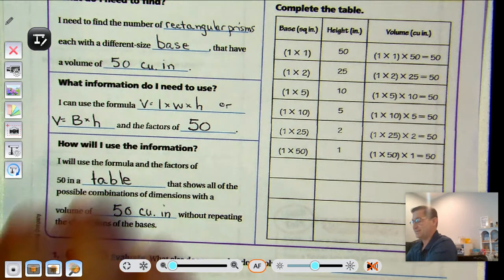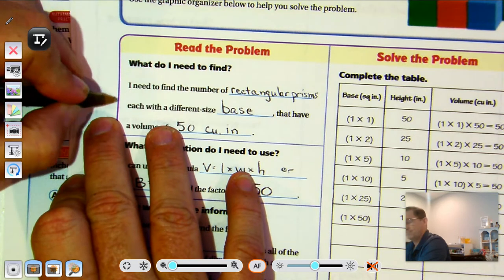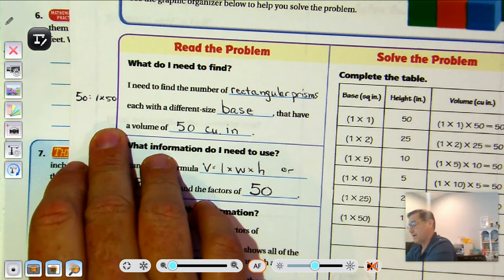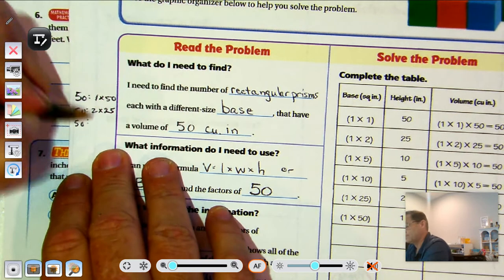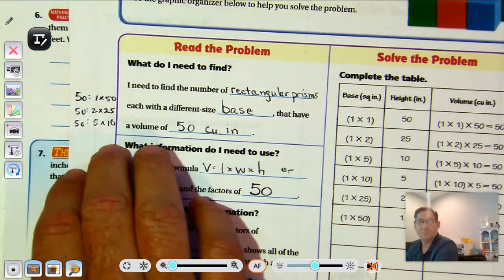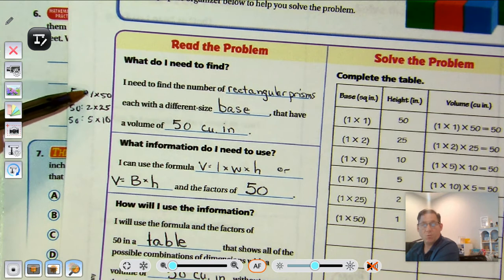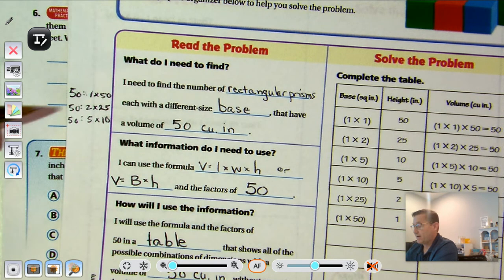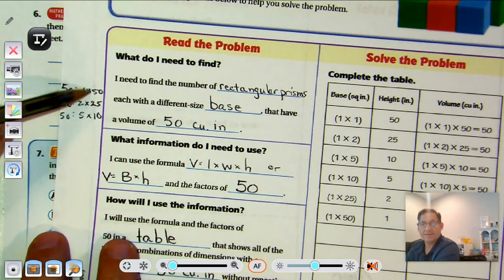All right, so what are the different ways of making 50, right? So if we were making a list of the factors of 50, well, I know 1 times 50 is one possibility, right? I know 2 times 25 would be an option. I know 5 times 10 would be an option. And then I could also use the commutative property for those and just switch these around. So if I said the base was going to be 1, the height would have to be 50. But I could also have a base of 50 and a height of 1. So that's our challenge here, is we have to find the different ways of using these numbers as base and as height.